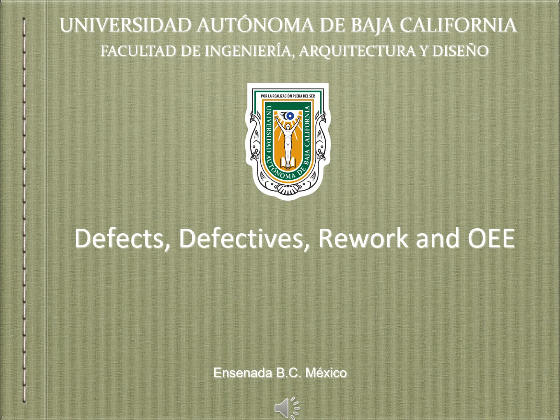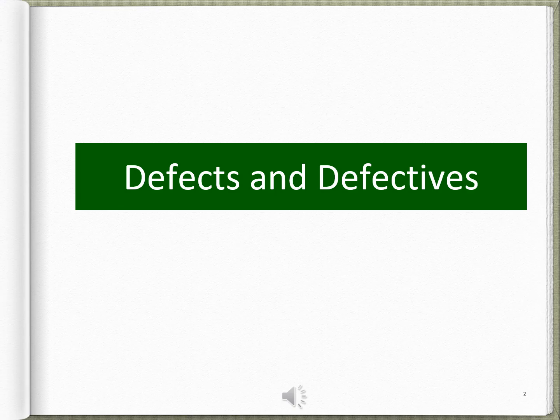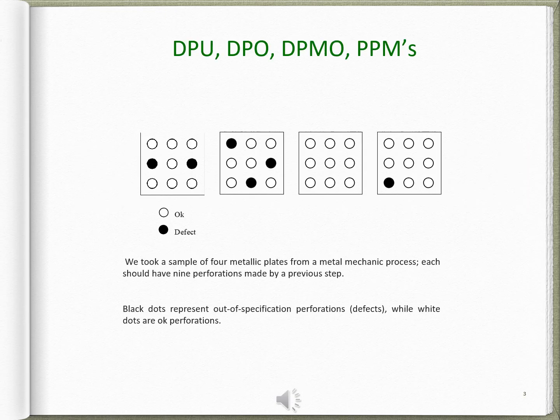Welcome to this video, where we will review the differences between defects and defective units and their impact on rework. We will also delve into OEE, a metric used to evaluate process performances. First, let's review the difference between defects and defective units. In this regard, several ways exist to measure defects and defective units. DPU, DPO, DPMO, and PPM are among the most common metrics.